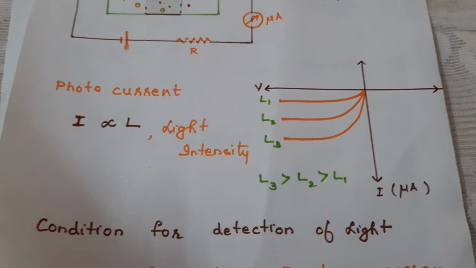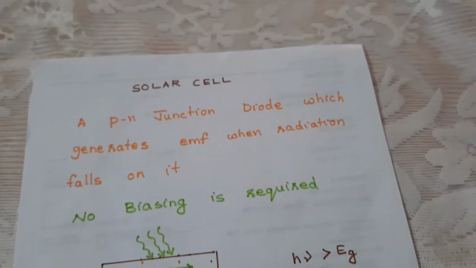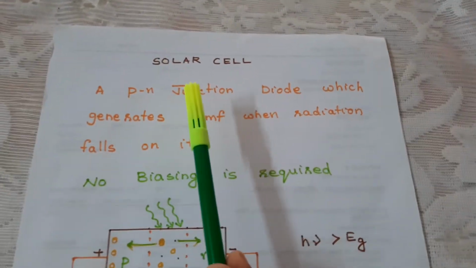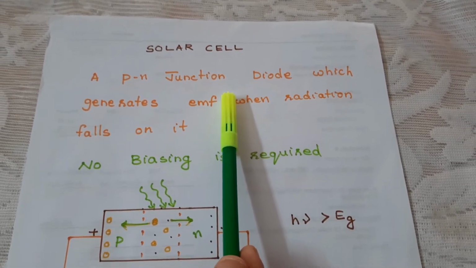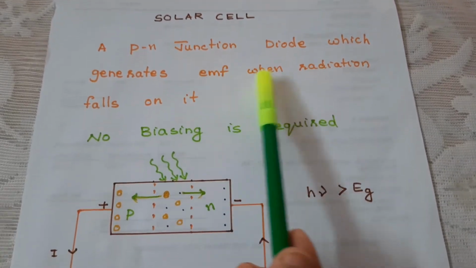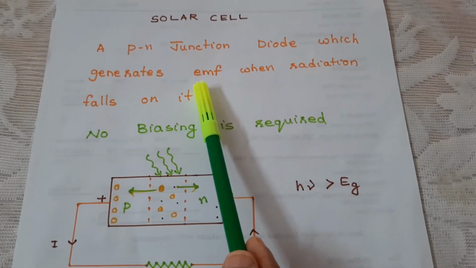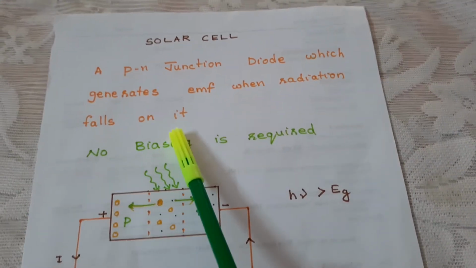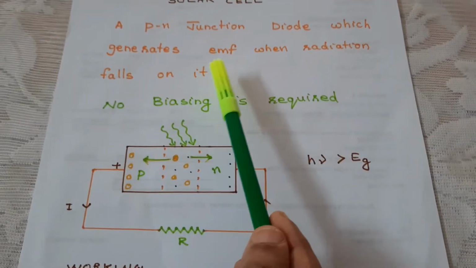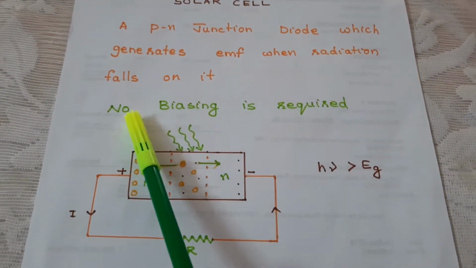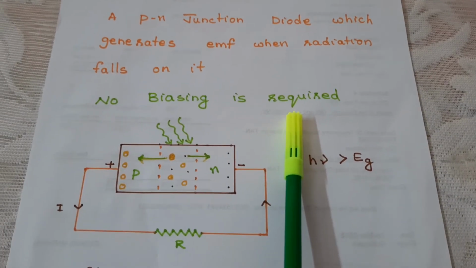Now let us say solar cell. Solar cell also converts solar energy to electrical energy. It is a PN junction diode which generates EMF when radiation falls on it. The difference between photodiode and solar cell is that no biasing is required.